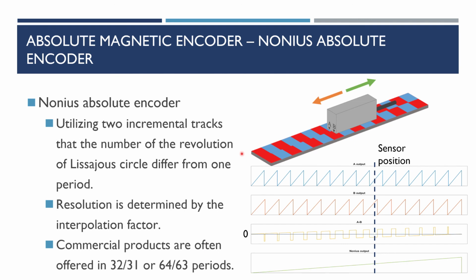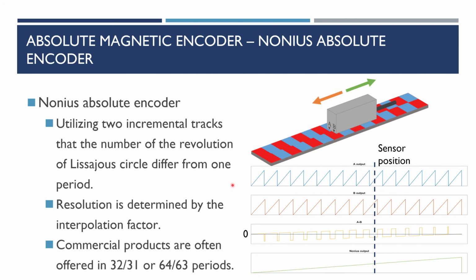And other than the non-repeating code method, there is another method to achieve absolute encoding, which is nonlinear absolute encoding. The nonlinear absolute encoding utilizes 2 incremental tracks, and if we move the sensor along the 2 scales from one end to the other end, the number of cycles of these 2 incremental encoders will differ by one cycle, which means that the lengths of these 2 scales are the same, but the pole pitch between these 2 scales is different, like the figure shown here.